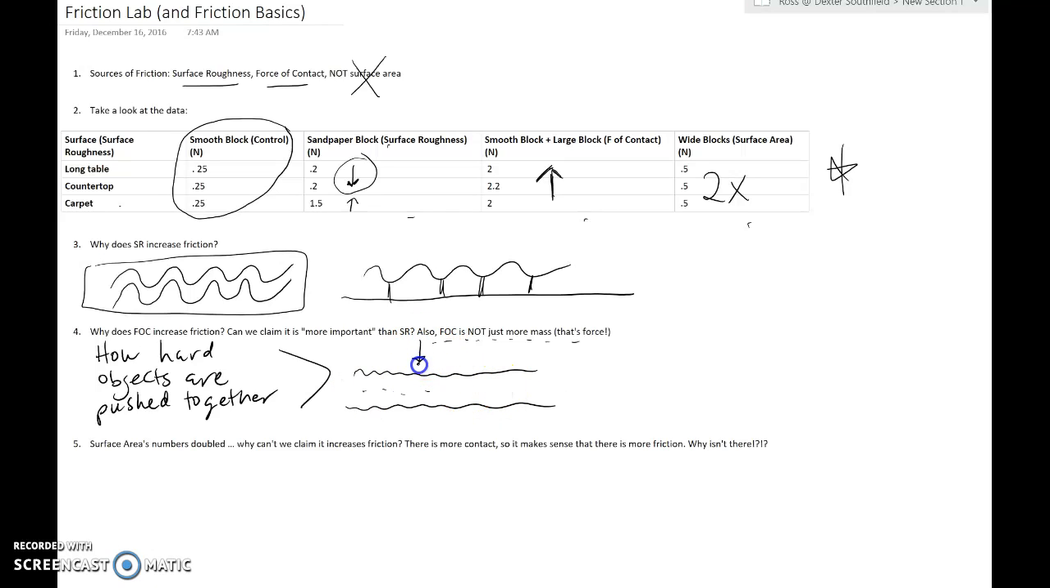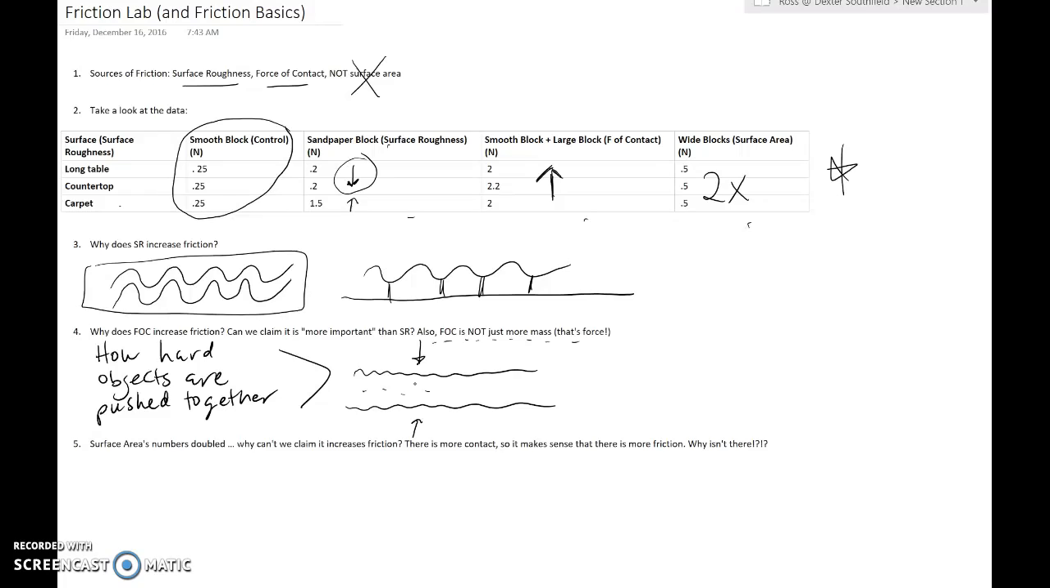But if I push on this surface and I push on this surface, those small hills and valleys are going to get closer and closer together until they're rubbing. And even if they're tiny hills and valleys, the harder I push them together, the more contact there will be, the more rubbing that there will be, and the more that you then have to smash through the other hills and valleys to get those 2 surfaces to move.